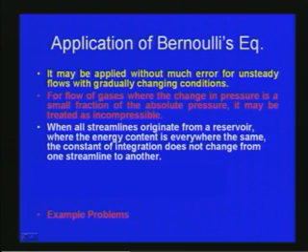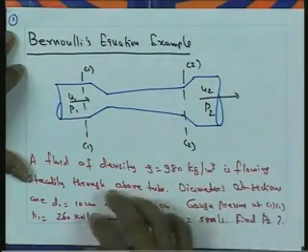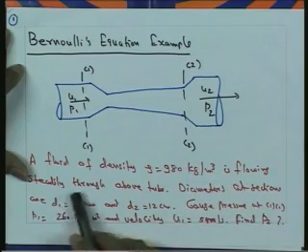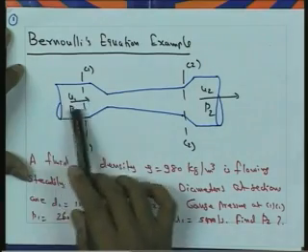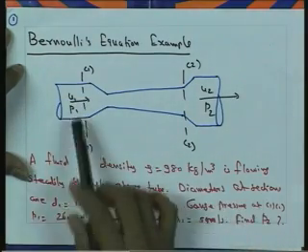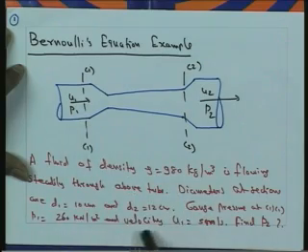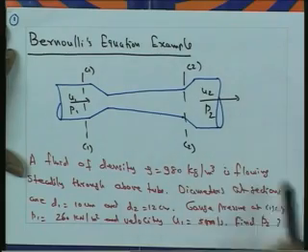Before closing today's session, we will also see a simple example here. A small example of Bernoulli's equation will be discussed here. Here a fluid of density rho equal to 980 kilogram per meter cube is flowing steadily through a tube. Here you can see a tube, liquid is flowing through this tube, and the diameter at section 1 is 10 centimeter and at section 2 it is 12 centimeter, and gauge pressure at section 1 is 260 kilonewton per meter square, and velocity at section 1 is U1 equal to 5 meter per second. We want to find P2.